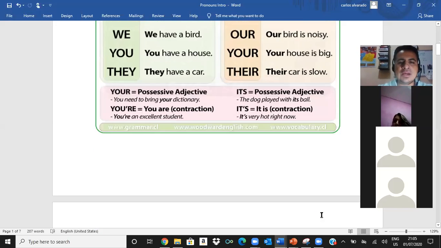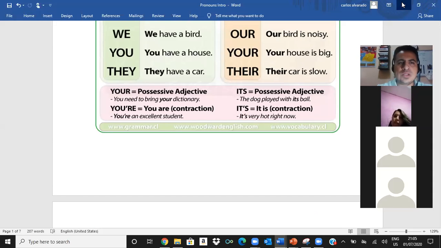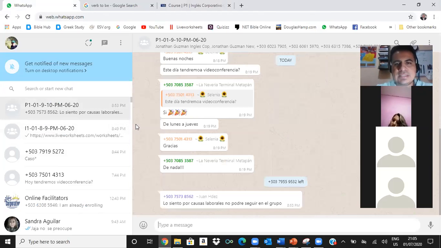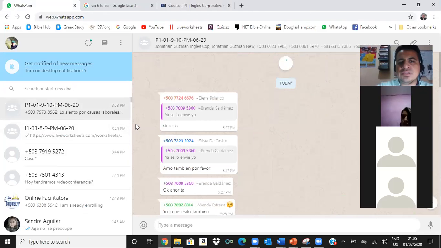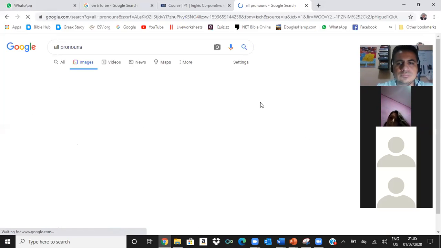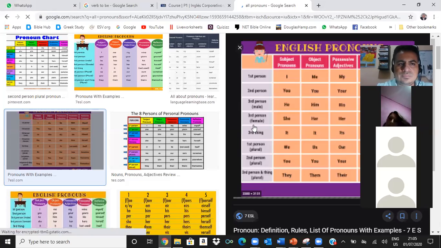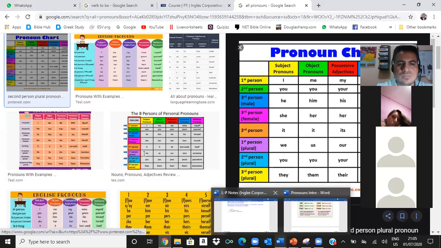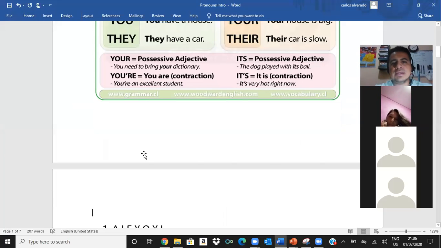Now, también les mandé un cuadrito de los todos los pronombres. Ese lo puse en WhatsApp. So alguien tiene bastante interferencia. Solo lo voy a poner en mute a esa persona. Okay, so let me see. Our class. Ayer les puse un cuadrito de todos los pronombres. Did you see that? Cargando los mensajes. Let me look for it here. Aquí lo puedo encontrar. Okay, aquí está el cuadrito.